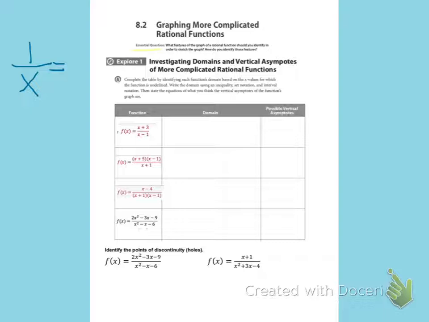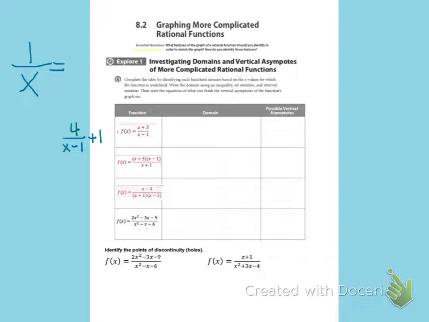So we're going to start by looking at some graphs of more complicated rational functions. In fact, the very first one, x plus 3 over x minus 1, is like some we looked at yesterday in the prior lesson. With that type, we would divide the numerator by the denominator and put it in a form where we could see what the transformation was. I did that, and this is what I got.